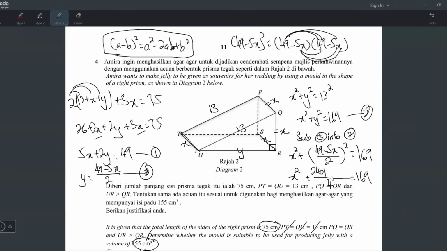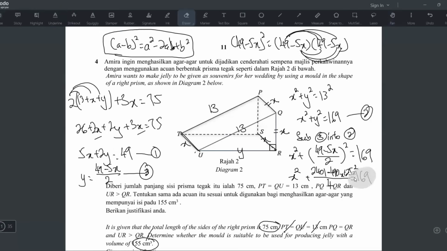Okay, 2401. And then the next part is you have to take negative. You have to take a darab b and then darab 2. So 49 times 5x and then times 2, you will get negative 490x. So I repeat, the negative 490 comes from 49 darab dengan 5x dulu, and then darab 2. But I have to put negative lah, because 49 darab negative 5, it will be negative. And then darab 2. And the last part is baru ambil negative 5x kuasa 2. So you get plus 25x square.